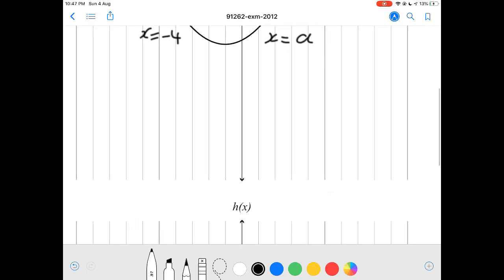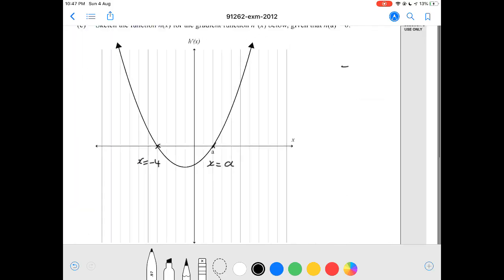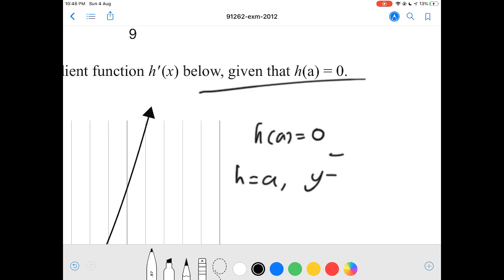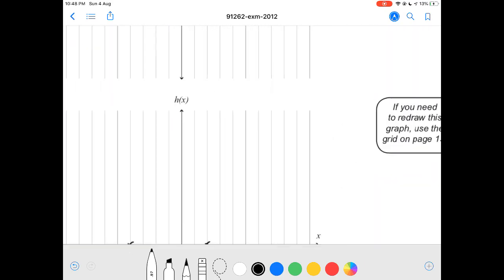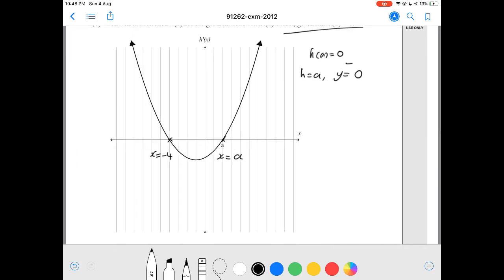So we're going to come back down to our graph and mark these points. Those two points are where our turning points are going to be. Another important note is that when h of a equals 0, that means when x equals a, y equals 0. Therefore, it's going to pass through the point (a, 0). Also notice that it's a turning point, so that is where our minimum turning point will be.